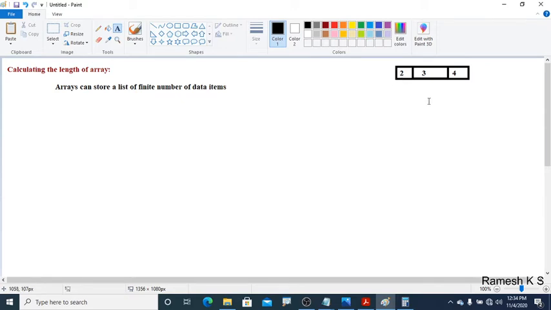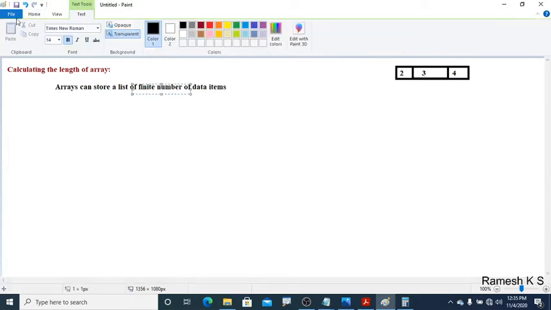Of the same data type. The same data type means 2, 3, 4 are integers. 2 belongs to integer, 3 also belongs to integer, 4 also belongs to integer. That is the same data type, in consecutive memory locations. So if the memory location is 201, the next should be 202, then 203. Consecutive means one after another. If it is 1, it is 2. If it is 3, it is 4. If it is 10, it is 11. Like this, consecutive memory locations.